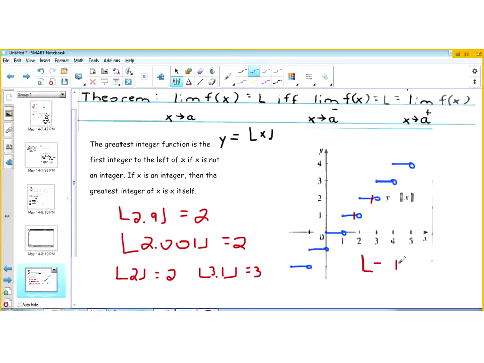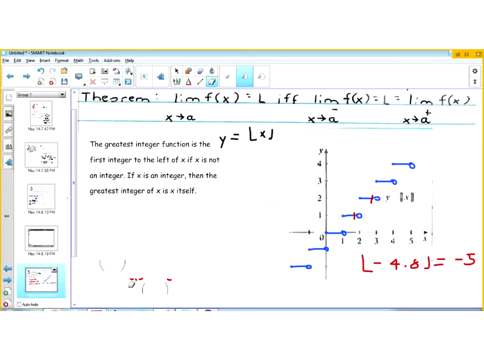So how about the greatest integer of -4.8? Well, what is the first integer to the left of negative 4.8? That's negative 5. To the left, not to the right. It's not 4, it's negative 5. Greatest ints of negative numbers trip up a lot of people. Remember, it's just the first integer you encounter to the left of x. All right, so with that in mind, let's ask the question: what is the limit as x approaches 3 of the greatest integer function?